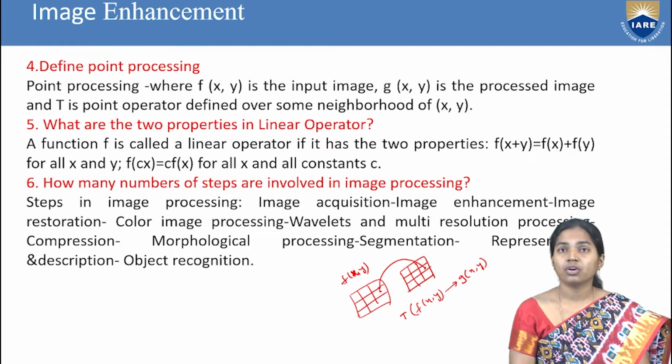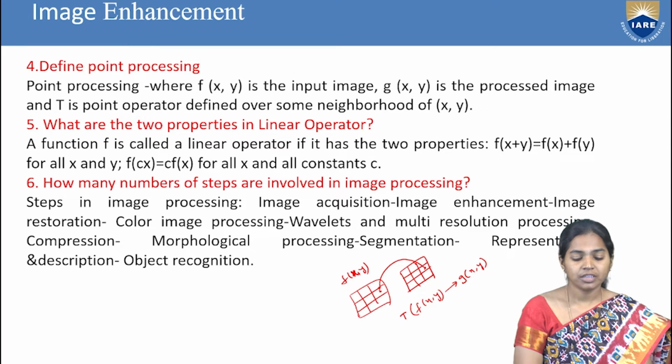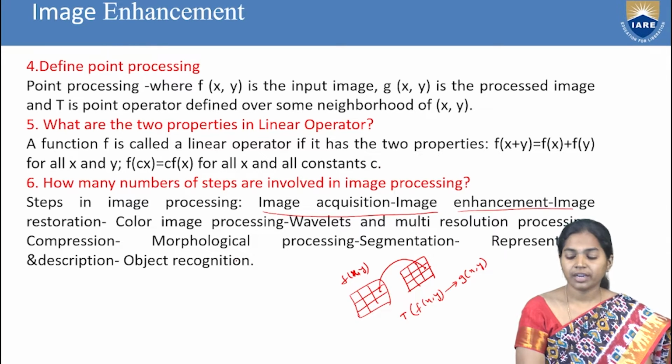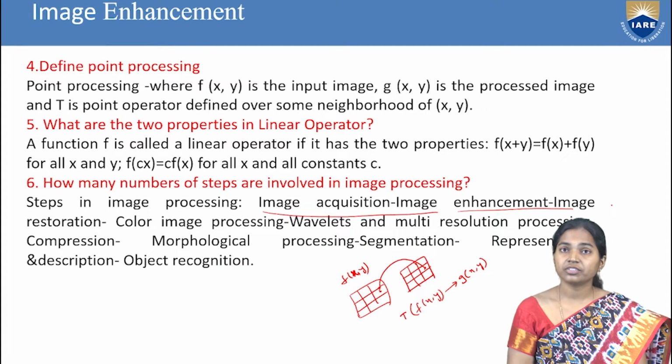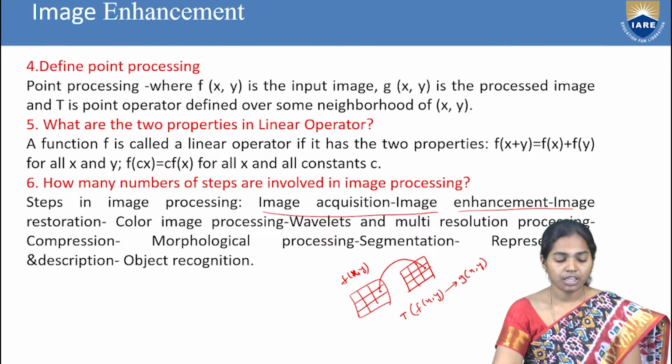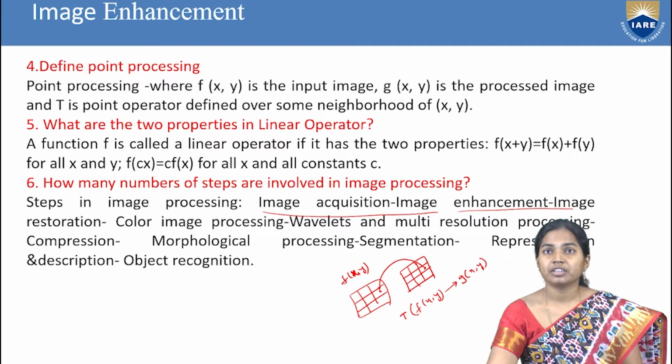How many steps are involved in image processing? The first step is image acquisition, the second is image enhancement, and the third is image restoration, then color image processing, wavelets and multi-resolution processing, compression, morphological processing, segmentation, representation and description, and object recognition. In our subject we have image acquisition, transforms, enhancement, compression and segmentation.